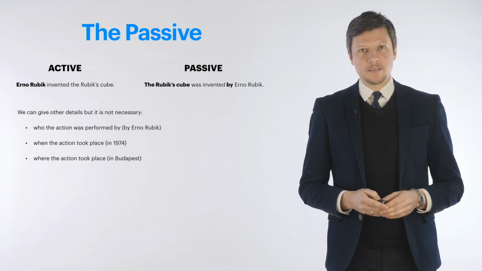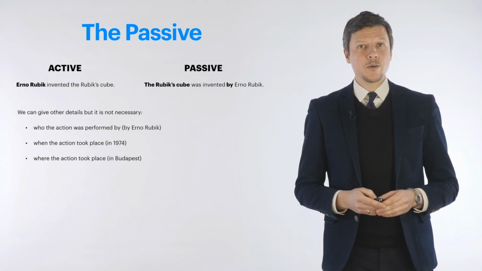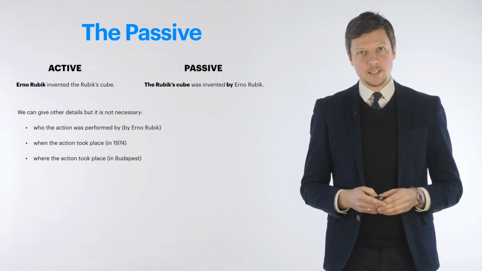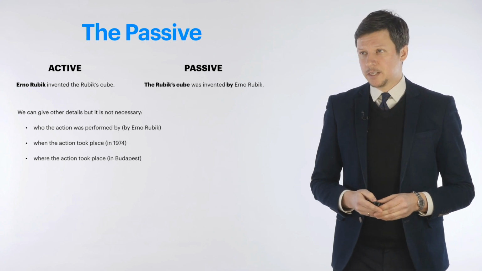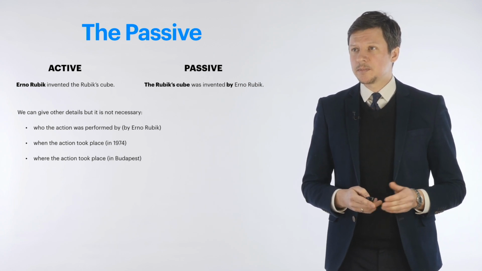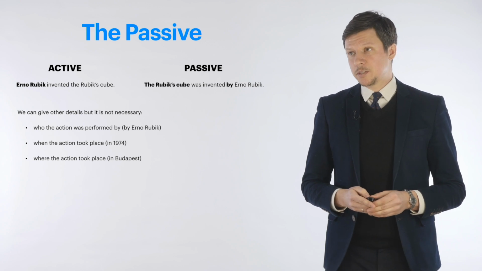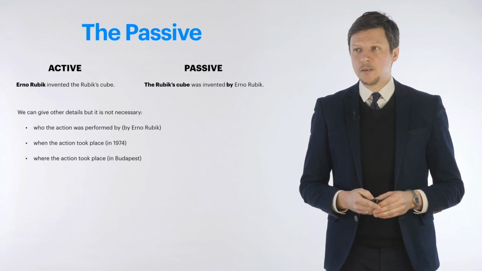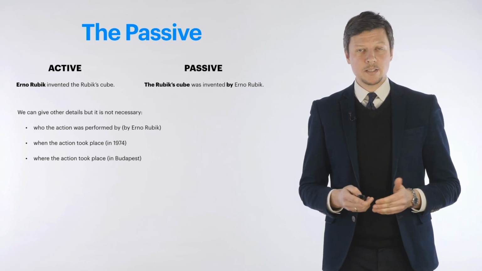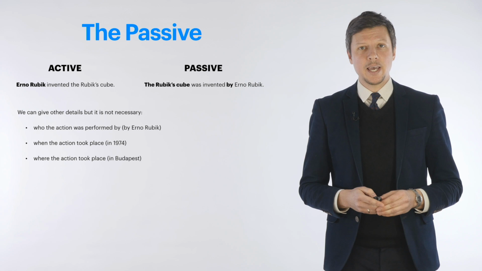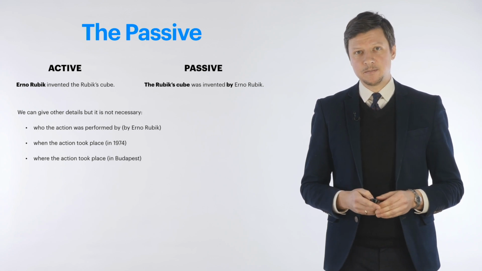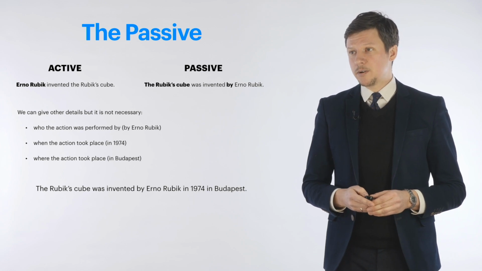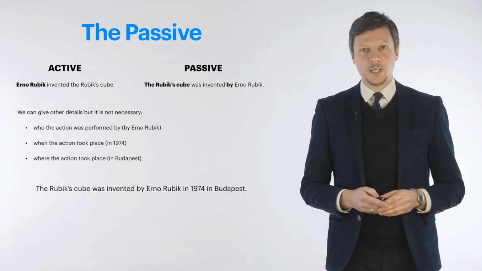We can also add additional information and new details by simply adding these bits at the end of the sentence. We have the active sentence, that is, Ernest Rubik invented the Rubik's Cube. The Rubik's Cube was invented by Ernest Rubik. We can not only talk about who invented it, but also when it was invented and where it was invented. The example goes, the Rubik's Cube was invented by Ernest Rubik in 1974 in Budapest.